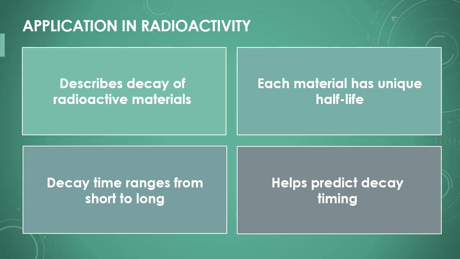For radioactive materials, the half-life describes how long it takes for half of the atoms of a substance to decay. Each radioactive material has its own half-life. These times can be very short or very long, depending on the substance. The half-life helps calculate and predict the point at which decay will occur.